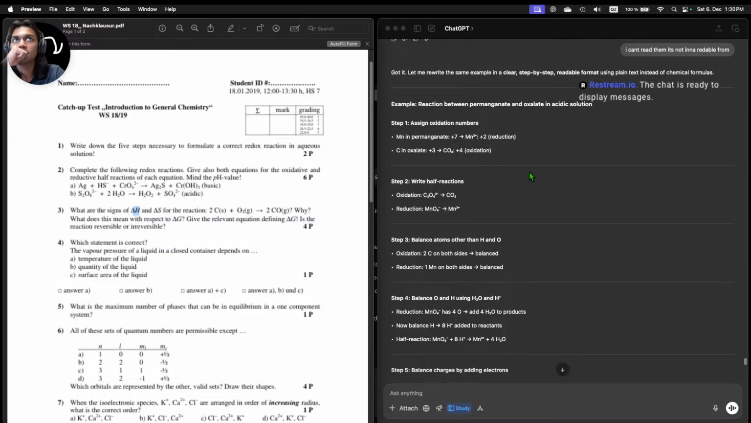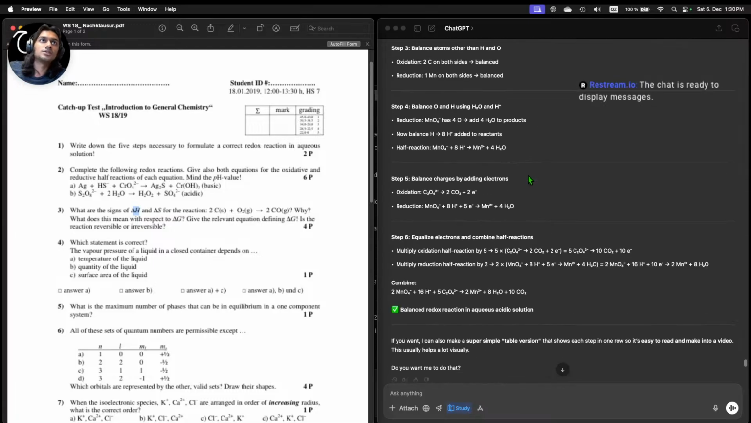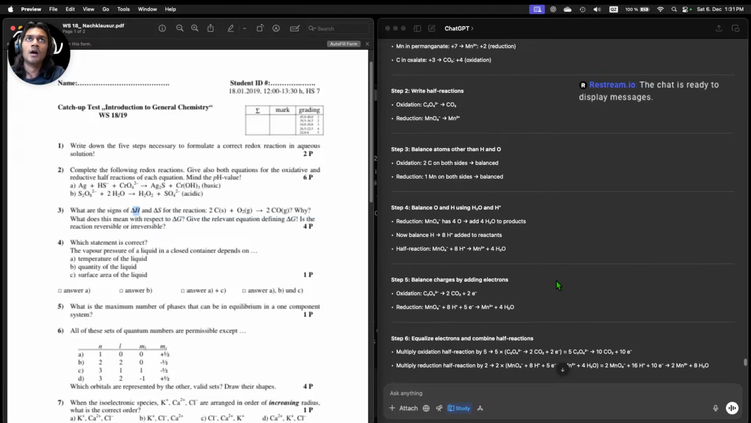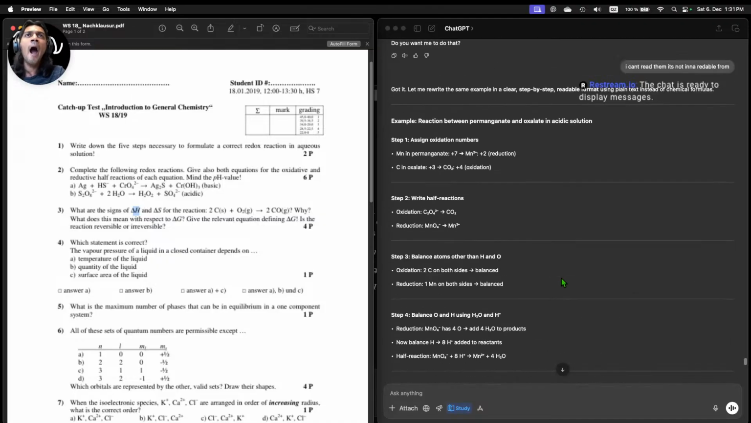Reaction between permanganate and oxalate in acidic conditions. Where's the equation, bro? Oh, it's the same one, okay. Reaction between permanganate and oxalate in acidic conditions.